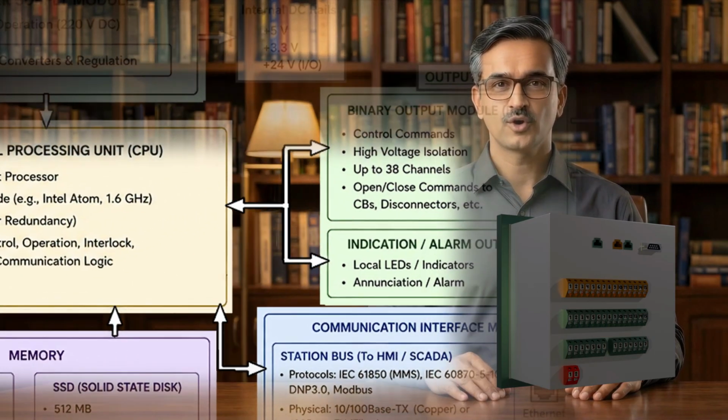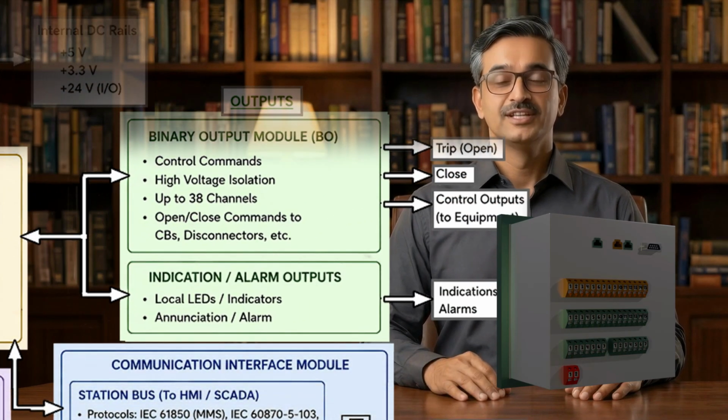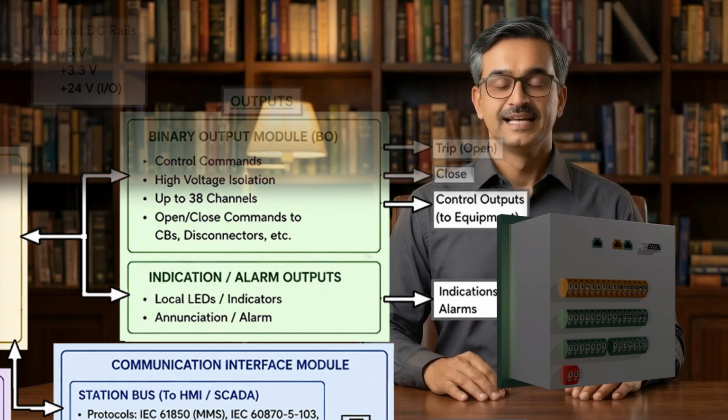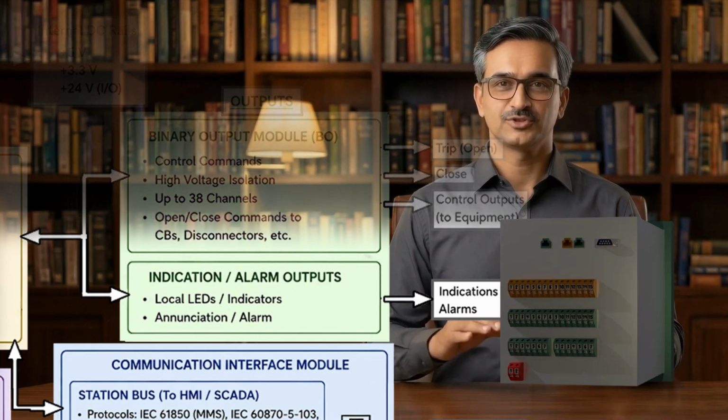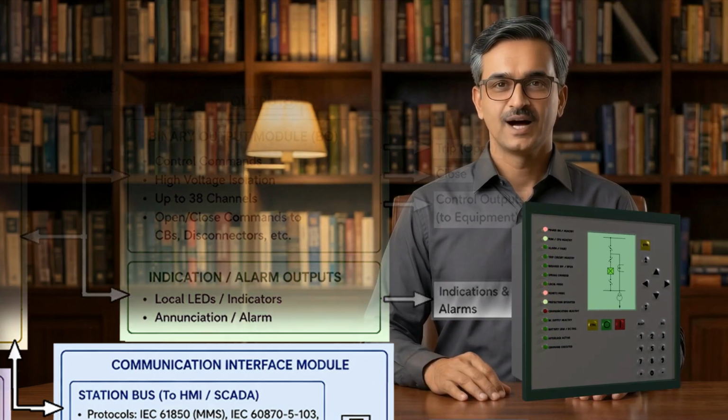Binary outputs, or BOs, up to 38 channels, send open or close commands to circuit breakers and disconnectors. When the BCU decides to operate a breaker, it energizes a relay through a binary output.